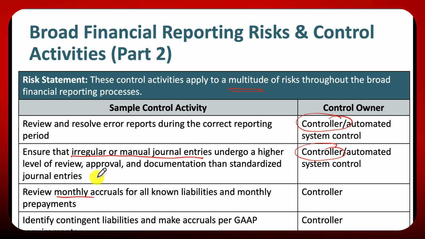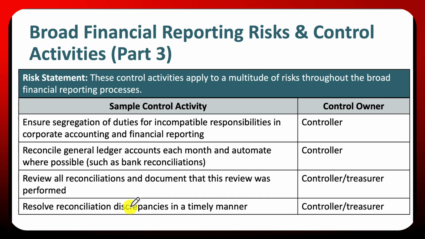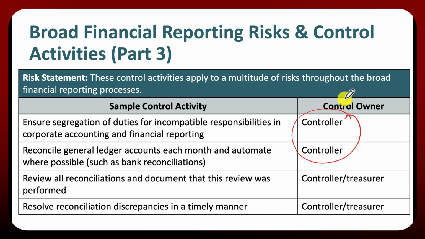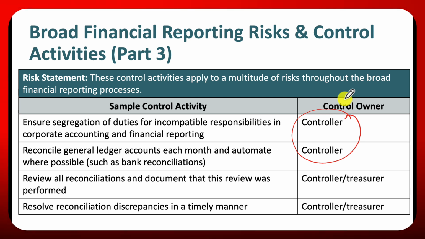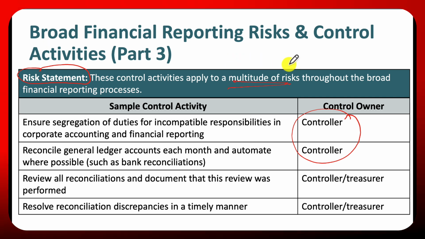Also, the controller might review the monthly accruals to make sure that all of the liabilities and prepayments are adjusted, or look at the contingent liabilities and make sure that we are making those accruals as is required by GAAP. We might also have the controller ensuring that segregation of duties is in place for incompatible responsibilities in both corporate accounting and financial reporting. And this lends itself to the risk statement that these control activities apply to a multitude of risks, right, throughout the entire financial reporting process.